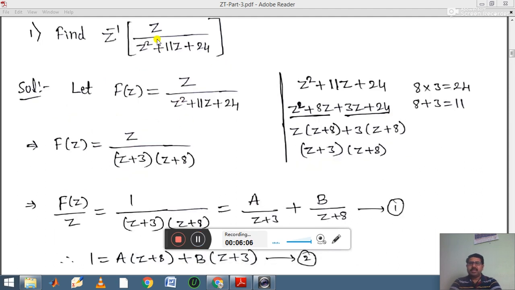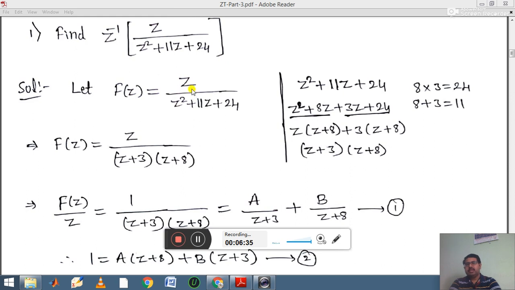Here, take the given expression as capital F of z. The given expression is z by z square plus 11z plus 24. You take this expression as capital F of z always. So, solution part: let F of z be equal to this expression. Here the numerator is z, so the power of z is 1. In the denominator, the highest power of z is 2. Therefore, it is a proper fraction.